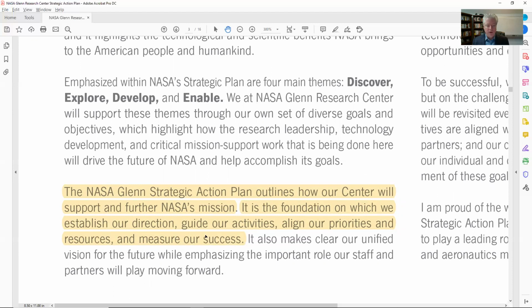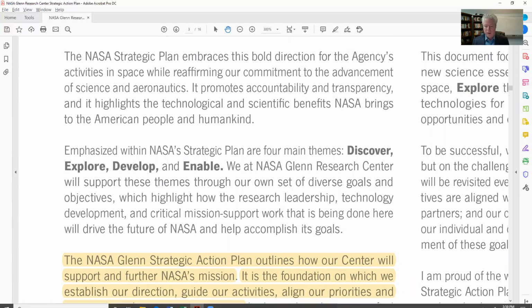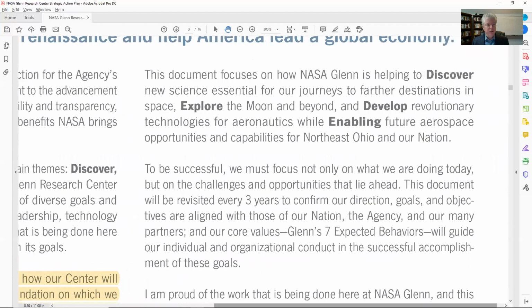Okay, so unified vision for the future. Let me come back up here, play around with my little scrolling. Okay, and this document isn't too long. It's only 16 pages. Here we're going to focus on how Glenn is helping to discover new science. I'm going to bypass that whole paragraph because really it was just their way of tying NASA's main themes into what they do.